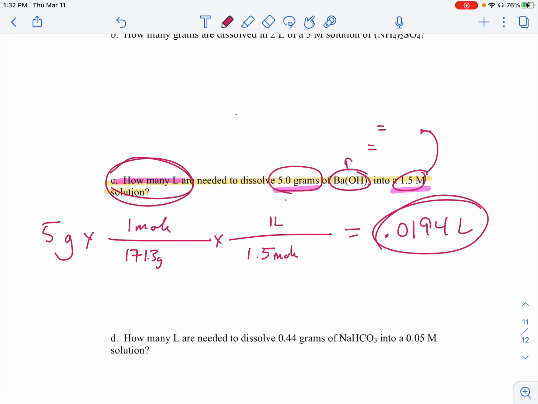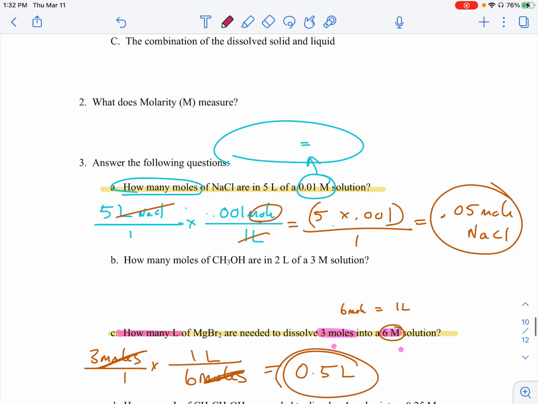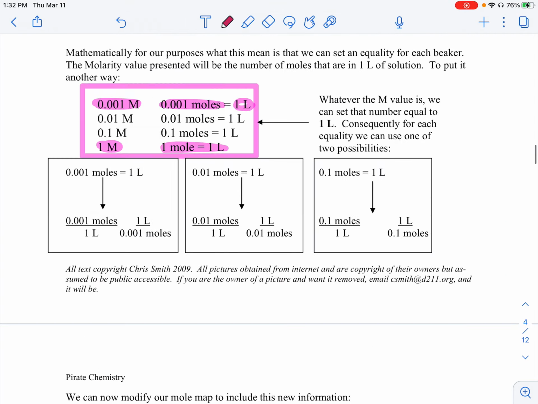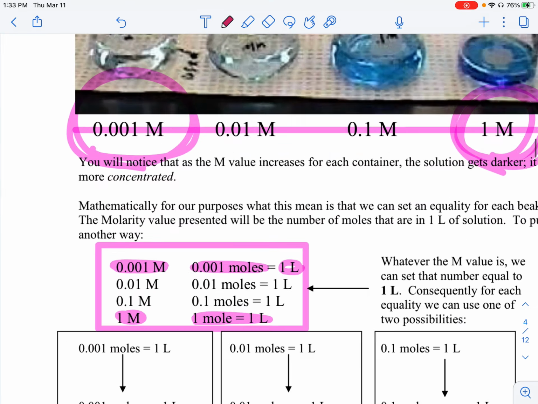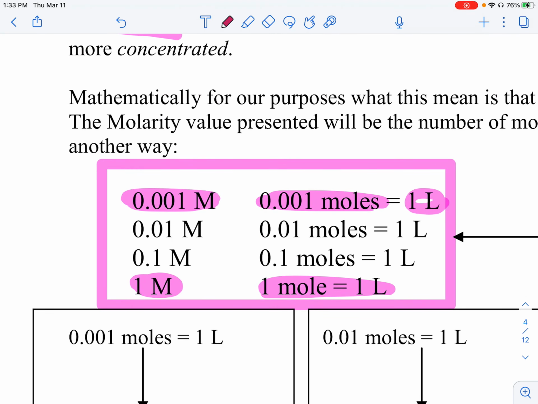Okay, so in review, what are we talking about? We're talking about concentration. We are talking about how much solid has been dissolved in a liquid. The solid is the solute. The substance doing the dissolving is the solvent. The combination of the two is the solution. The more concentrated the solution, the higher the molarity. If it is a 1 molar solution, it is 1 mole per 1 liter.